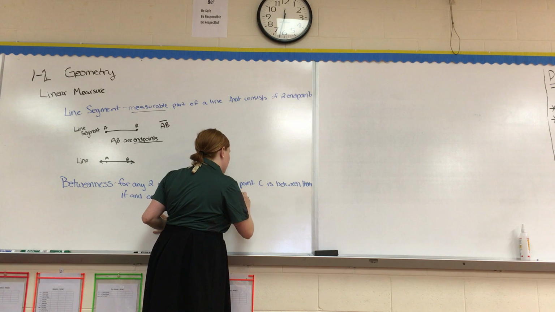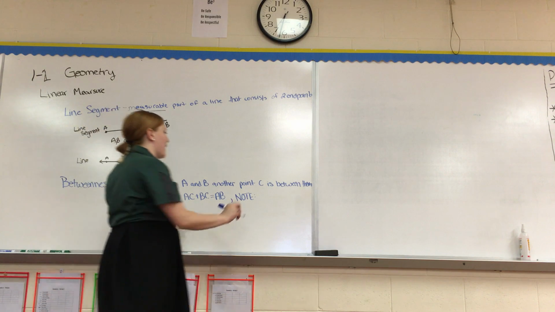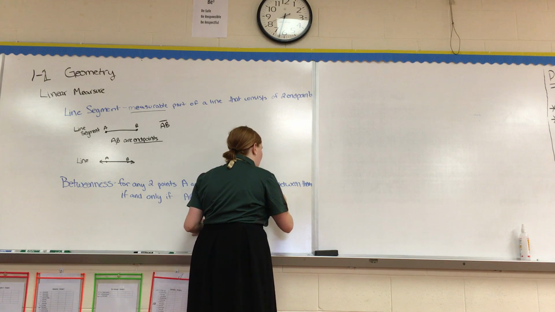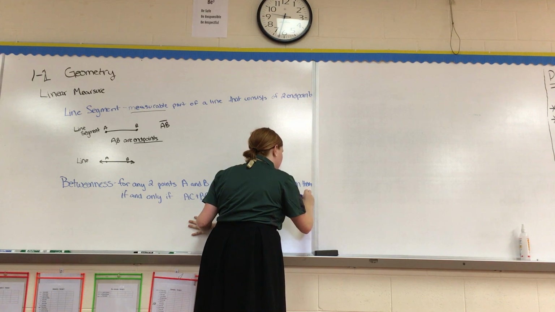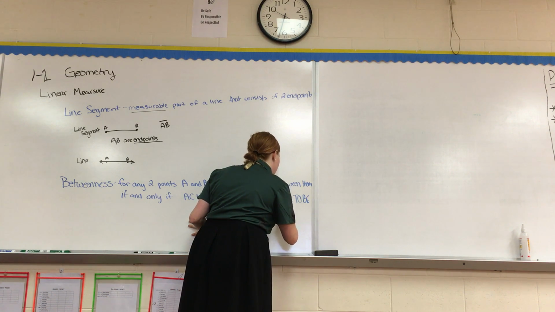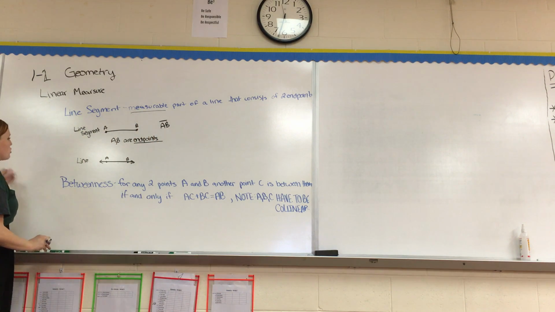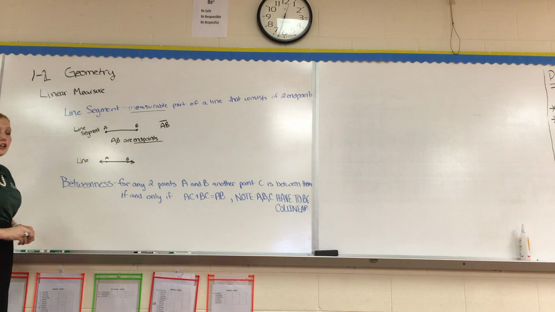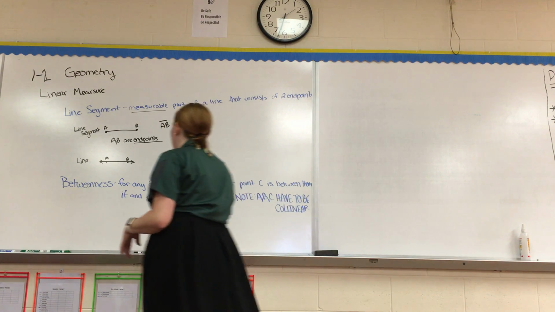Also, a note: all of these points have to be collinear. A, B, and C have to be collinear. I talked about what collinear was in the last lecture, lecture 1.1. This is important. If they're not collinear, then we have 3 points. What do 3 points make? A plane. That is not betweenness.